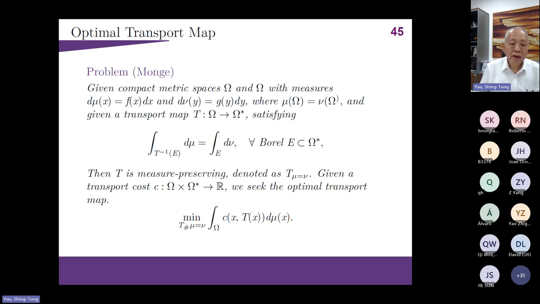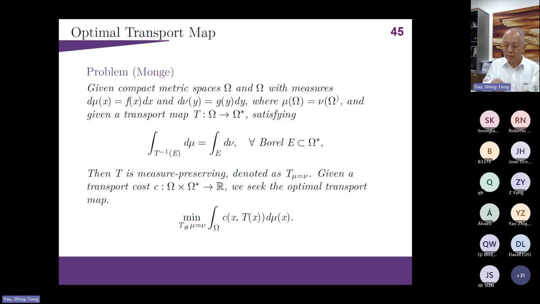nu star. So given a transport cost, each transportation may have some cost, when you move along, you need to use gasoline and whatsoever. So it is described by a cost function C, which is a map from omega cross omega star to R. And this is an important question. This optimal transport map, we want to minimize its cost.